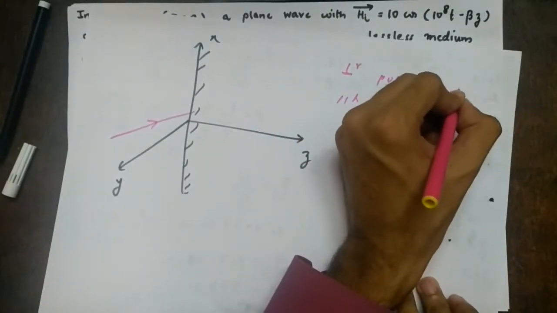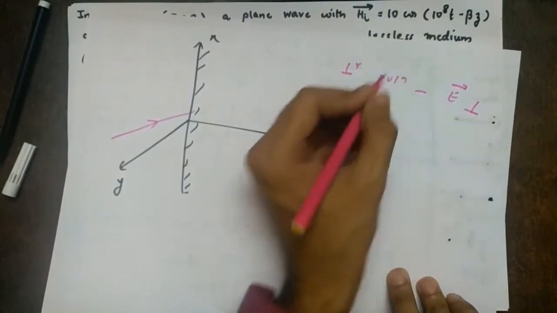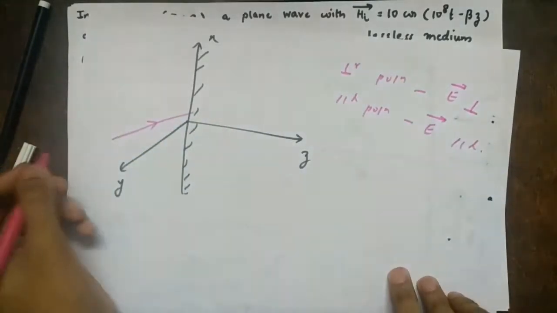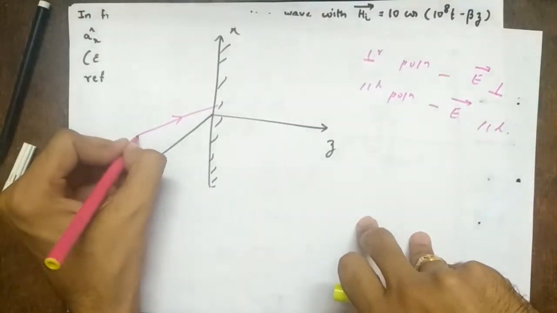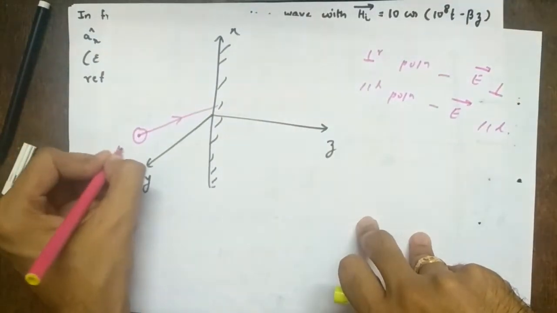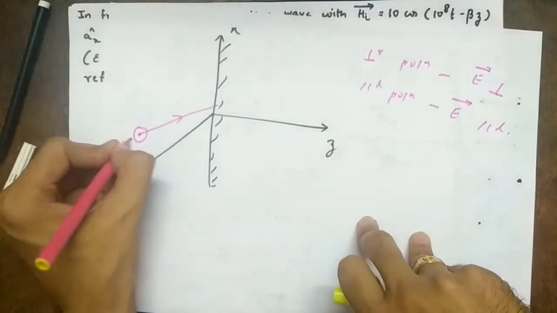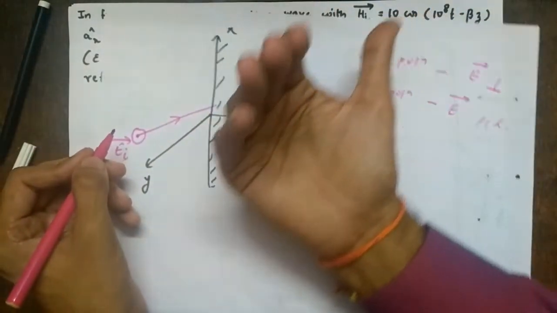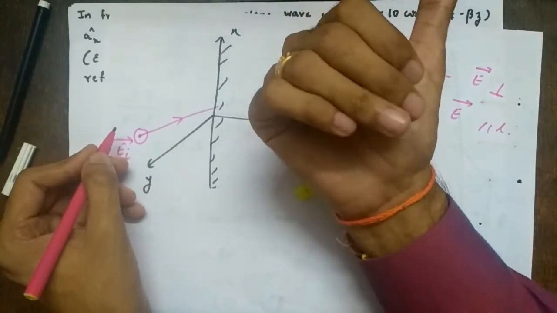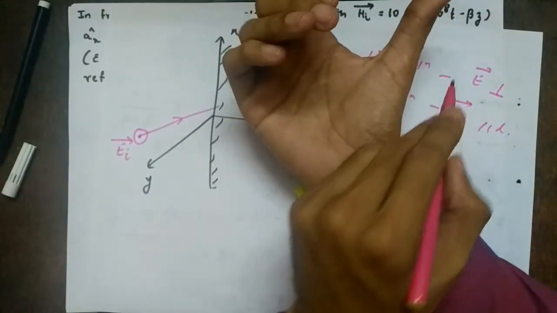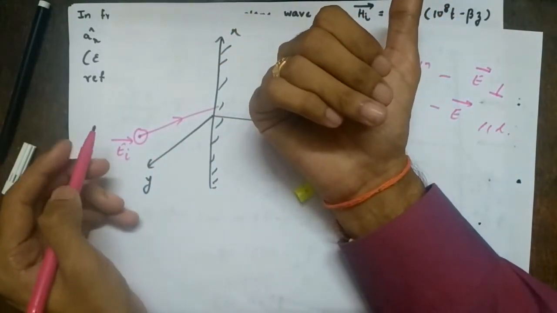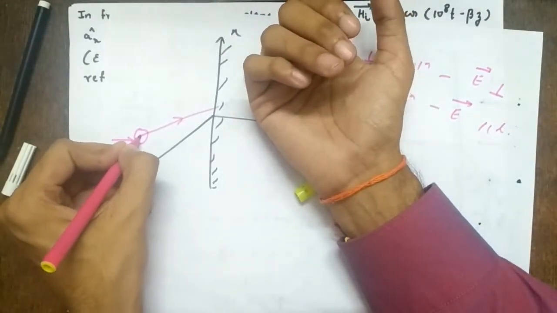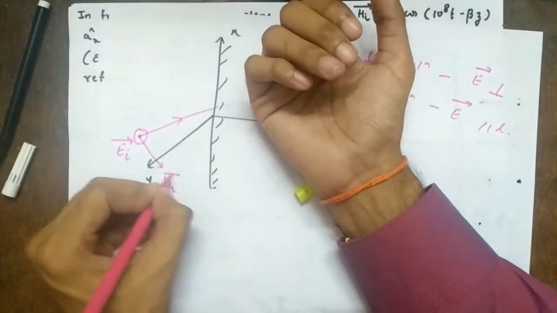For perpendicular polarization, the E vector is perpendicular to the plane of incidence, and for parallel polarization, the E vector is parallel to the plane of incidence. Considering perpendicular polarization, the incident E vector is incident in this way and the wave is traveling like this. To find the H vector, this is the direction of wave travel, and from E to H, the curved fingers give the direction. So E is like this, H should be here, and we know E and H are perpendicular, so the HI vector should be like this.